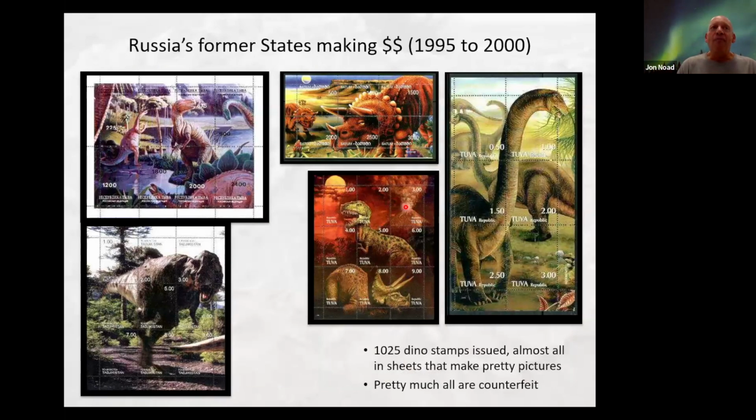At the same time, several of the Russian former states also issued a whole bunch of sheets, which are also not legal tender. You can find them on occasional envelopes, but it looks like the envelopes aren't really legal tender either. And there's at least 1,025 stamps. I've counted them up because I have all of these sheets. I got sucked in, but they are probably all counterfeit as well. But I do like the images on there, and there are some nice pictures, so I use that to justify why I wasted my money.